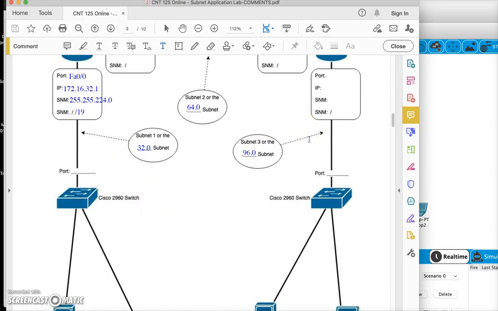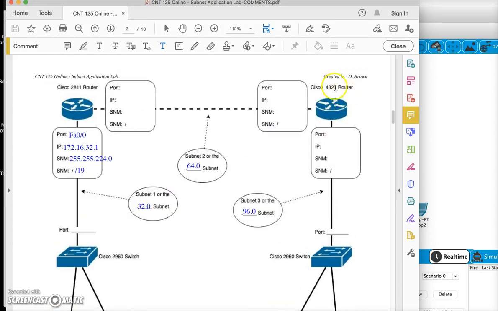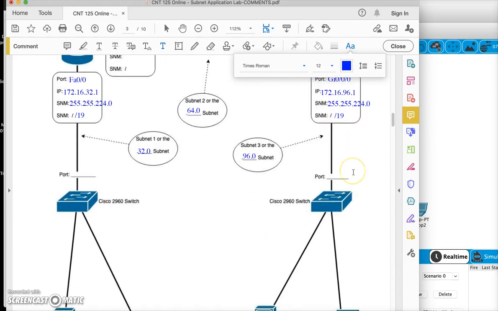I can follow suit, and I'll also do the other side over here. I'm going to use the same format, if you will. This router has gigabit ports, so we'll make him GigabitEthernet 0/0/0. That's what this router has, the gigabit 0/0/0. I will make him 172.16.96.1 from this subnet right here, 96.1. Subnet mask 255.255.224.0. And again, this would be a /19. Again, those two mean the same thing.